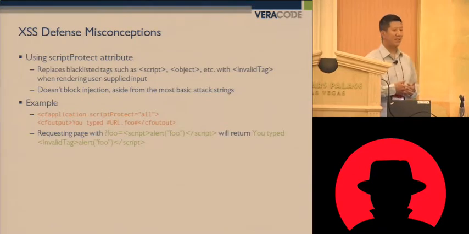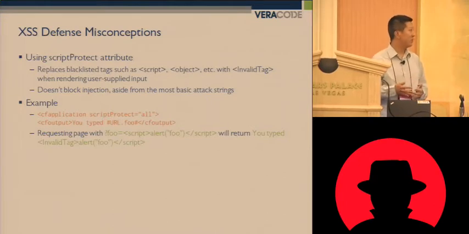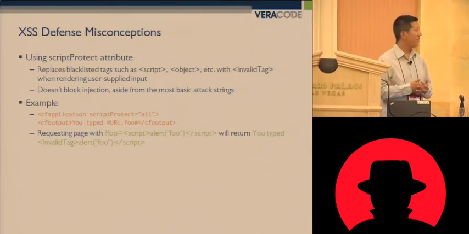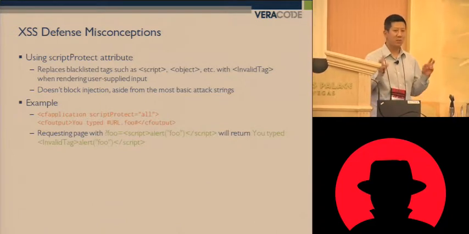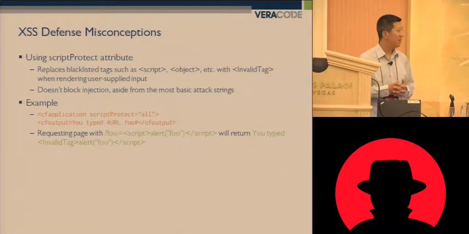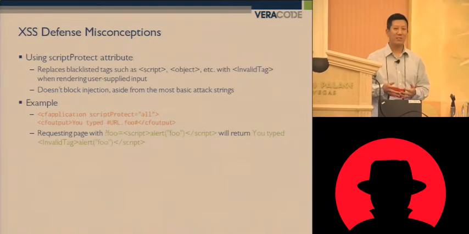And this is something that can be set up at the application level. We have some example code there. So you write cfapplication scriptProtect equals all, and that will just say turn on this script protect mechanism for the whole application. And the way script protect is described in the documentation is it says it will block most attempts of cross-site scripting. And there's not a whole lot of information beyond that.